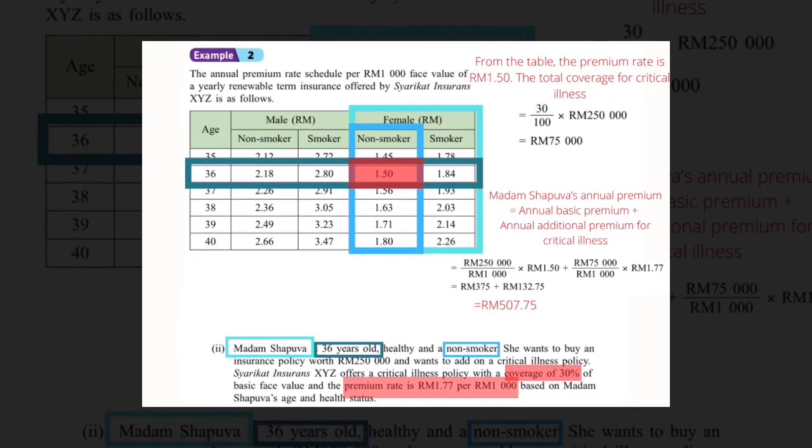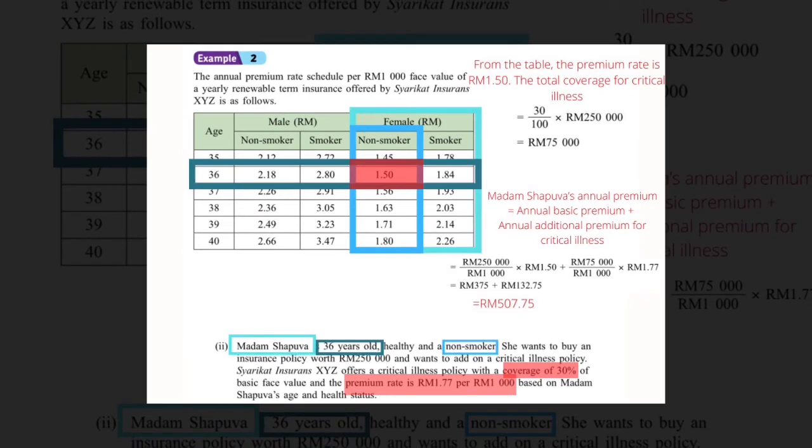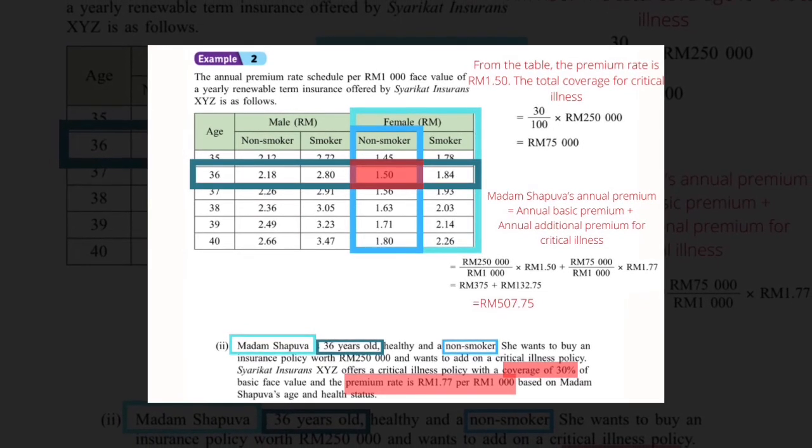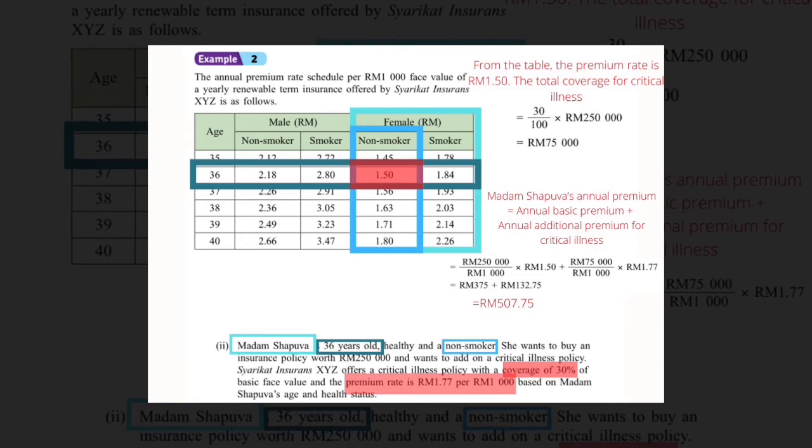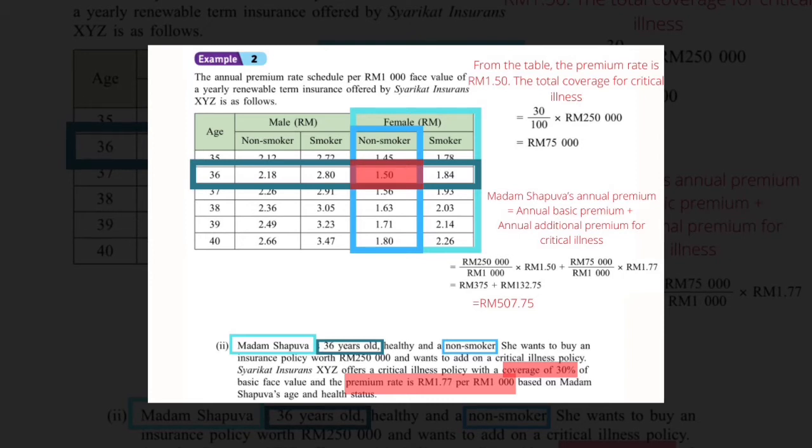Next, Madam Shapova is 36 years old, healthy and a non-smoker. She wants to buy an insurance policy worth 250,000 ringgit Malaysia and wants to add on a critical illness policy. Syarikat Insurance XYZ offered a critical illness policy with a coverage of 30% of basic face value and a premium of RM1.77 per 1,000 ringgit based on Madam Shapova's age and health status.